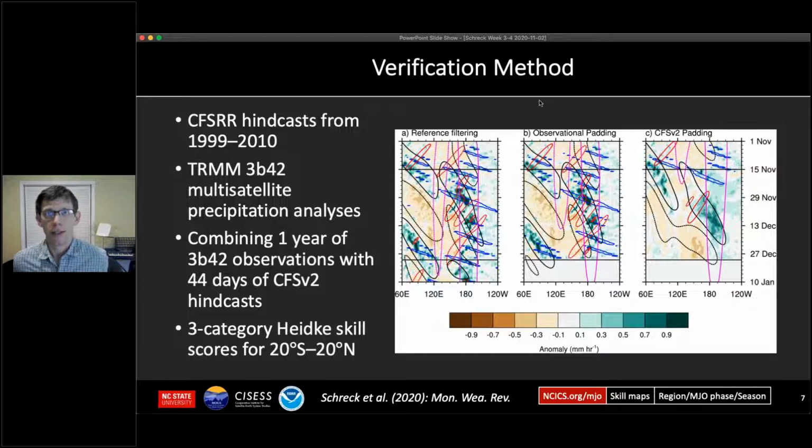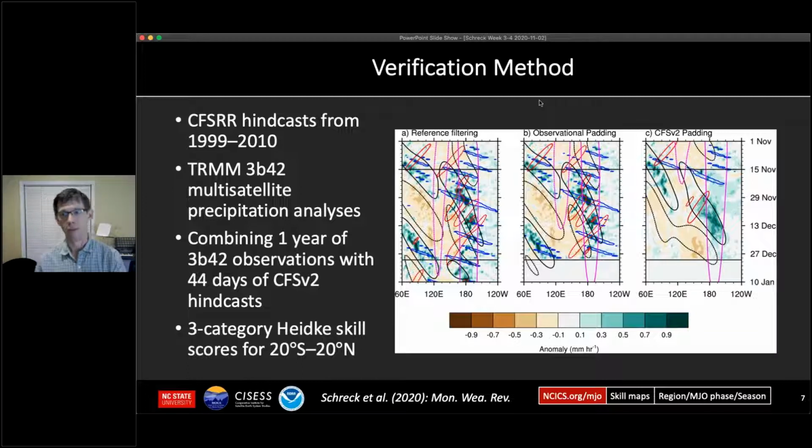For the verification that I did, I was focusing on the hindcast for CFS V2 from 1999 to 2010. And in this case, I was verifying rainfall anomalies relative to the TRMM 3B42 rainfall data set. And I essentially did this with three different types of data sets. The one on the left is more conventional filtering, where you take the entire period of record for TRMM 3B42 and run the filter on the entire thing, so you don't have to worry about any endpoints with the filtering.